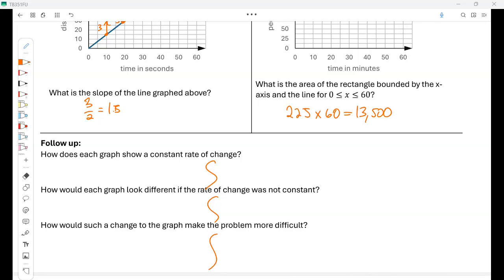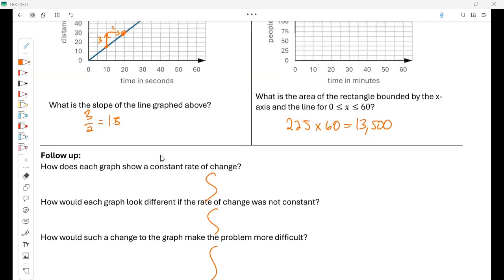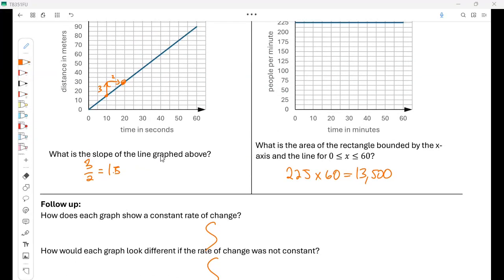All right. So starting with the graph on the left, how do we know that that's a constant rate of change? Go ahead. It's a line. Yeah, it's absolutely. It's a line. It's a linear equation. It's a line. Both of those work. That is the defining feature of a line.